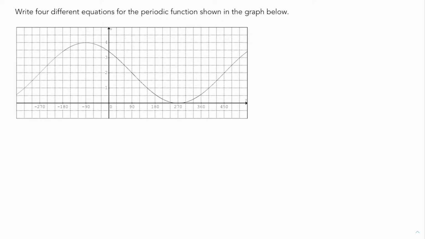Let's start off with the middle of this graph. The topmost point is 4, the bottommost is 0, so the amplitude is going to be 2. Again, the distance from the middle to the top is 2. The k value, which is the shift up or down, is also going to be 2. As you can see, this has been shifted up 2 units.